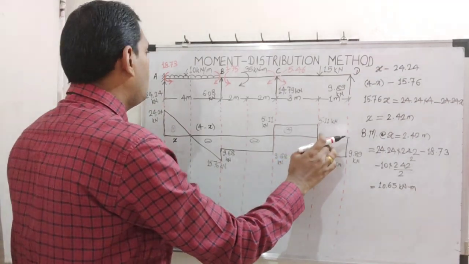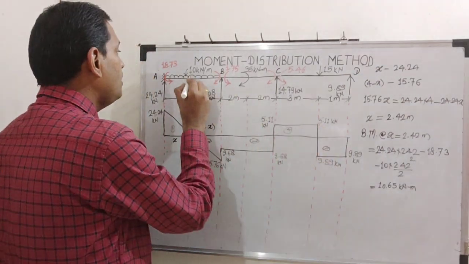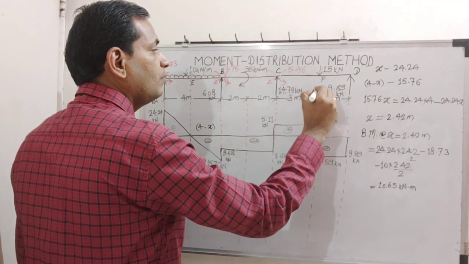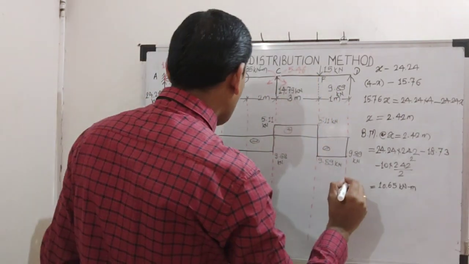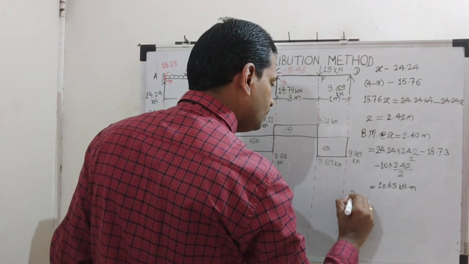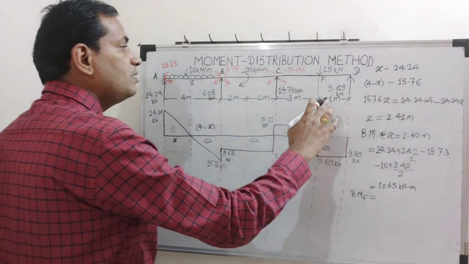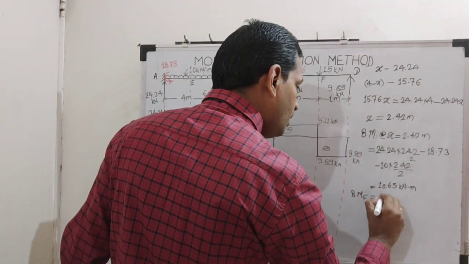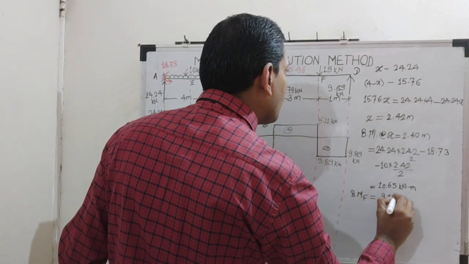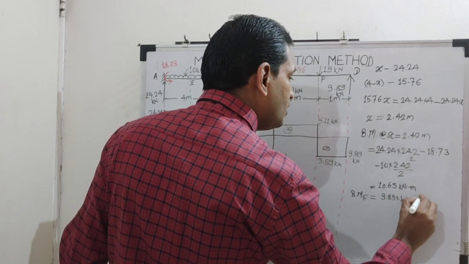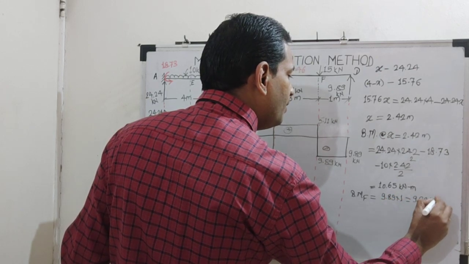Here we shall say this is E, and we will assume this is F. So bending moment at F is 9.89 into 1. That's it. So the answer is 9.89 kilonewton meter.